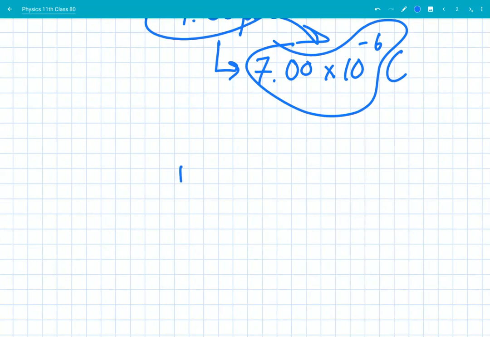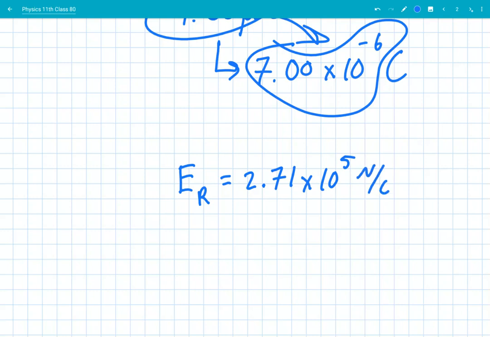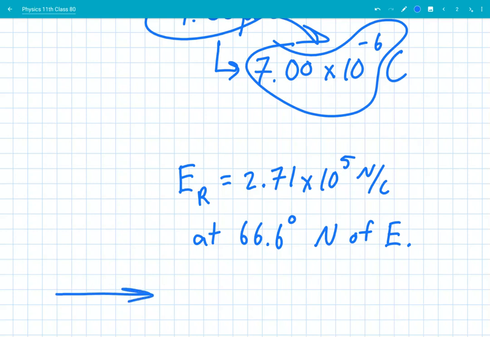So we're going to say the resultant electric field strength equals 2.71 times 10 to the 5 newtons per coulomb. If you move the decimal 5 places, that's about 271,000 newtons per coulomb. Now at 66.6 degrees north of east, right? So here's east, right here. So in that direction, the angle you should get is 66.6 degrees after doing all your trigonometry and electric field strength calculations, all that.